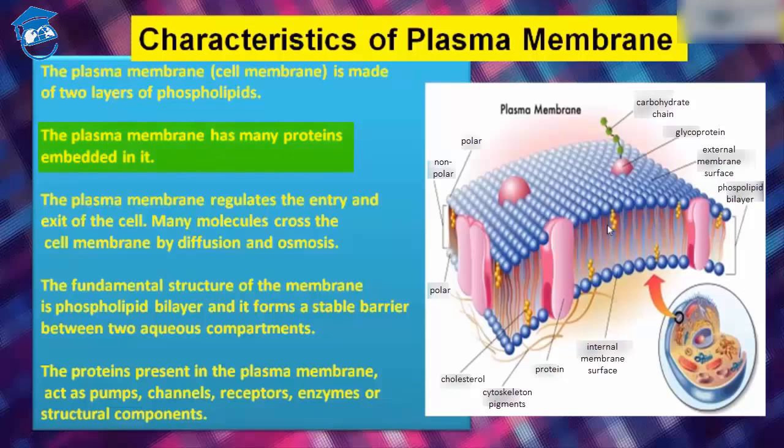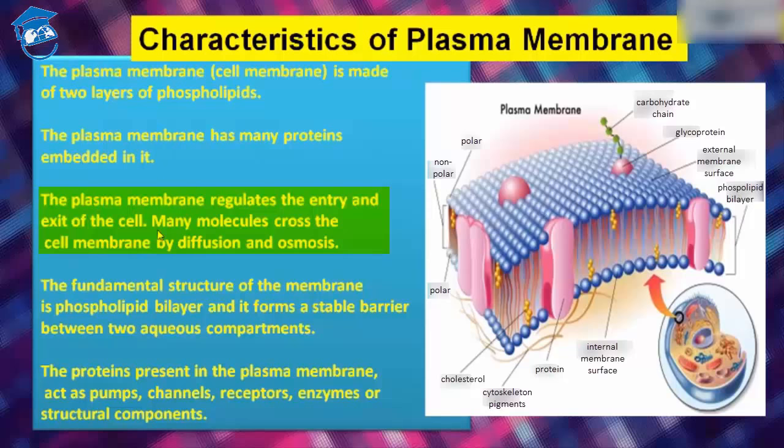So the plasma membrane has many proteins which are embedded in it, such as integral protein. See, this is the protein which is embedded inside the plasma membrane. The plasma membrane regulates the entry and the exit of the cell, and the plasma membrane is semi-permeable in nature. That means it allows selective things to go in or go out. So the plasma membrane regulates the entry and the exit of the cell.